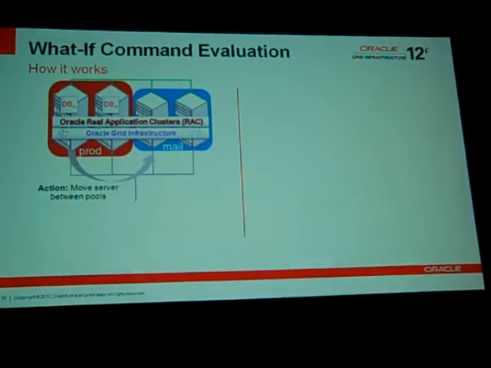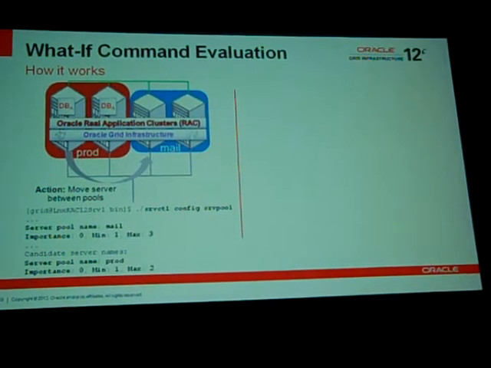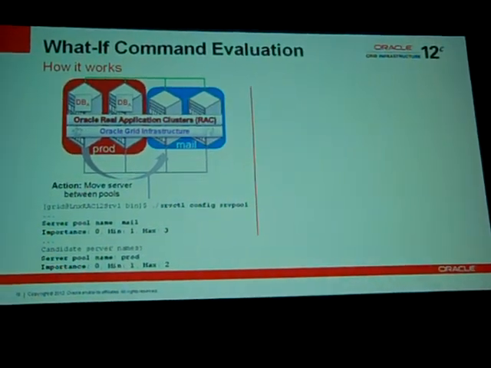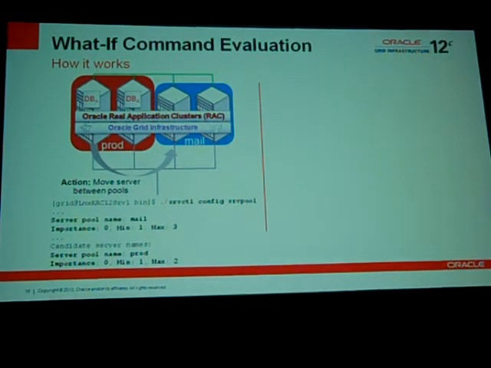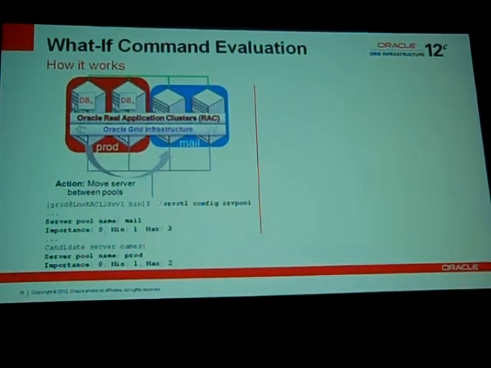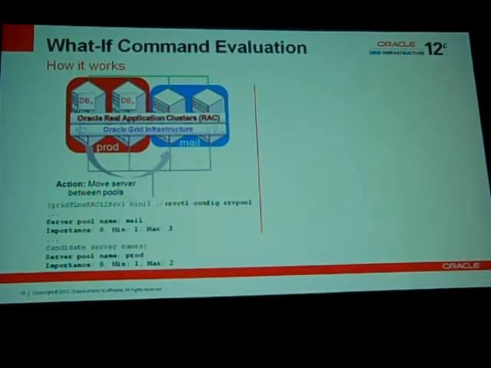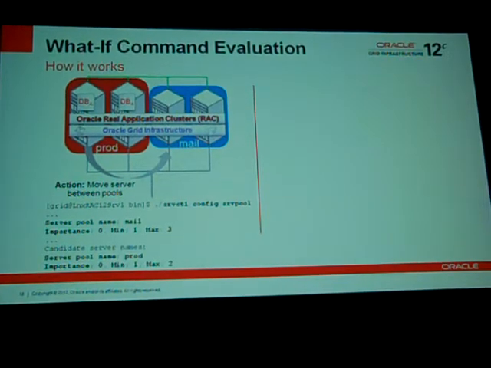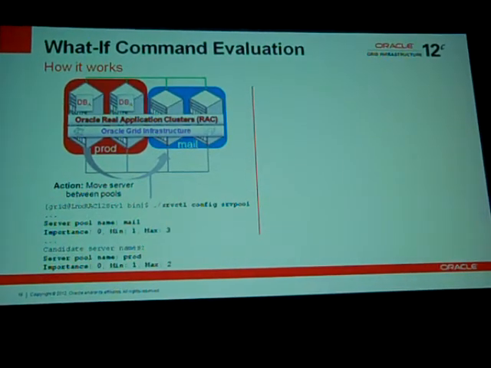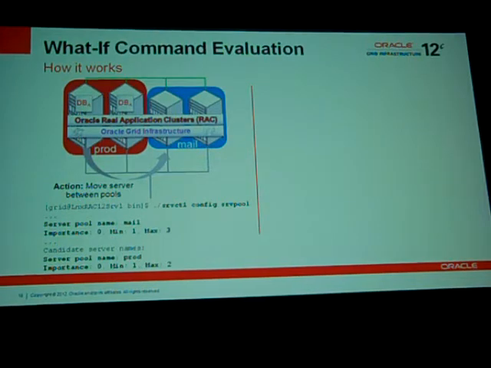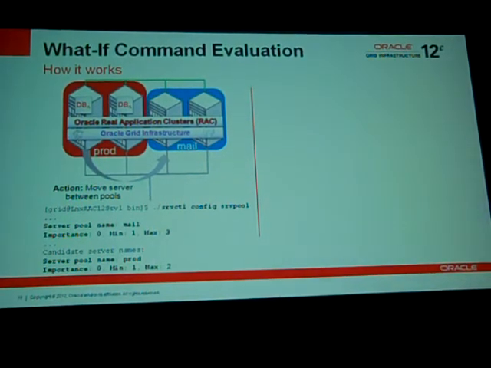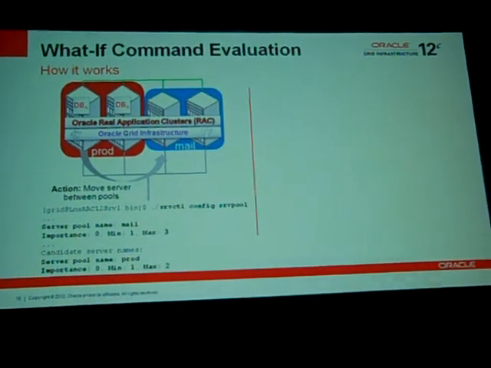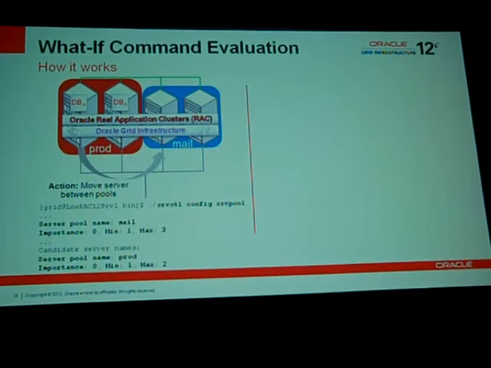Again, how does it work? Well, for my example that I gave you before, where I wanted to relocate a server, I have a certain server pool setup, which is basically importance 0 for both of them, minimum 1, which is to say each server pool should have at least one server running in it. However, my mail server pool should have a maximum server amount of 3, and my prod server pool should have a maximum amount of 2.